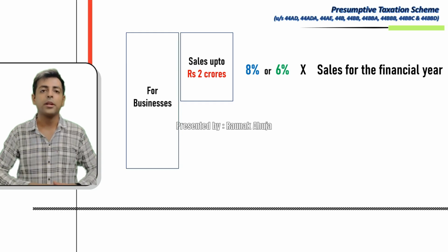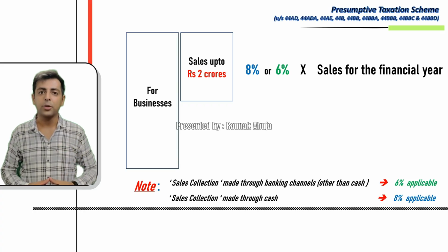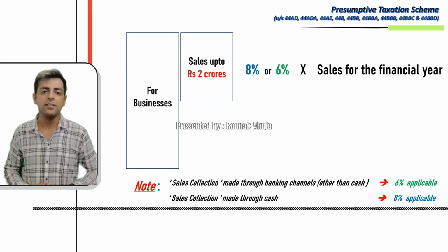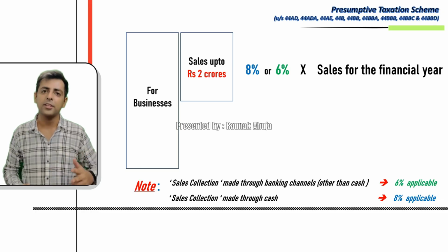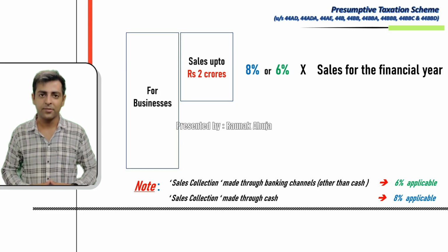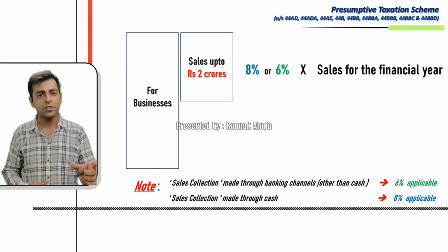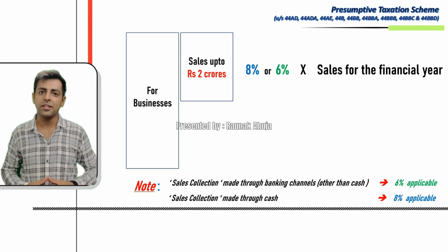Now, that would depend upon the manner in which you collected your sales. That is, the sales that you collected by way of banking channels, that is, either by way of NEFT, IMPS, or any other banking channel that has been set up by the banks, then in such a case, the percentage that would be applied would be 6%. And on such portion of the sales that you have collected in cash or in a manner other than the banking channels, then the percentage that would be applied would be 8%.